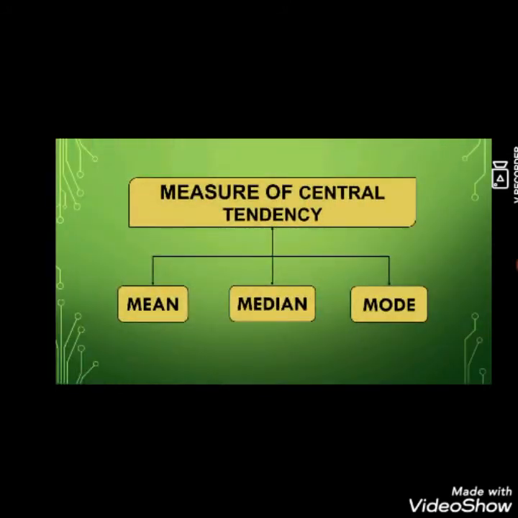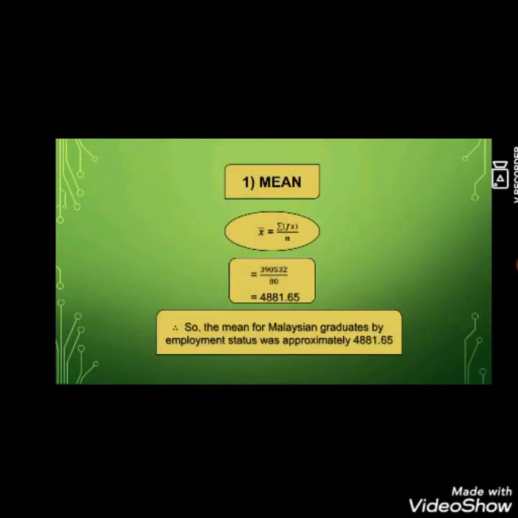Firstly is measure of central tendency. There are three important parts in this topic, and they are mean, median, and mode. Firstly is mean. Using the formula given, we got the last answer, 4881.65. It is the mean for our case.